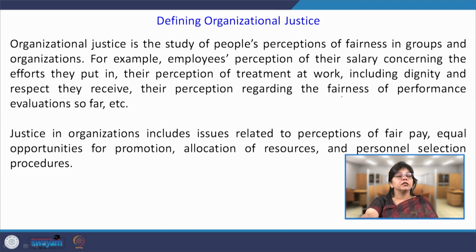So, justice in organizations includes issues related to fair pay, equal opportunities for promotion, allocation of resources and personnel selection procedures. As I gave you the example, equal employment opportunities, gender parity is being maintained, resources are being provided to each and every employee to perform the task efficiently, and resources are being used effectively, and there is fairness in the selection procedures of employees for further enhancement of the organizational system. The more fairness is there, definitely the outcome is also going to be fair.